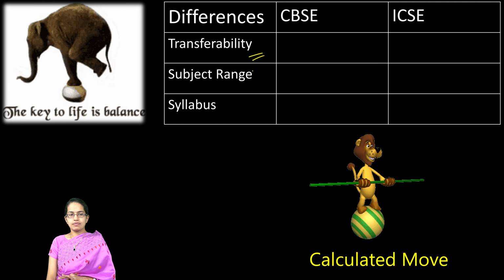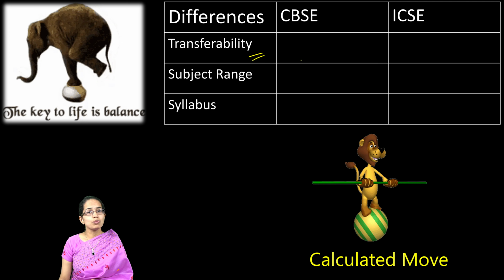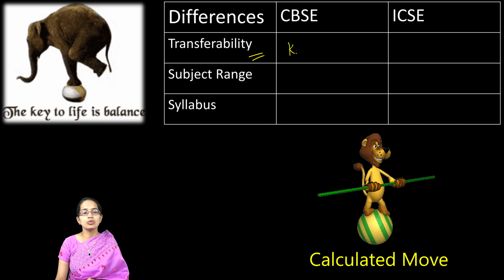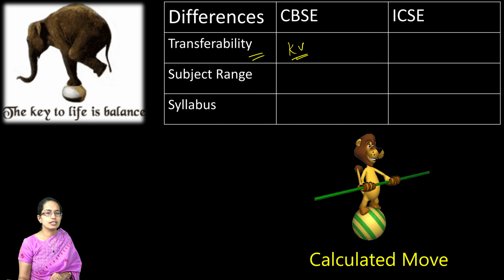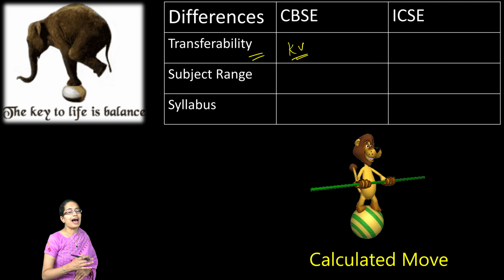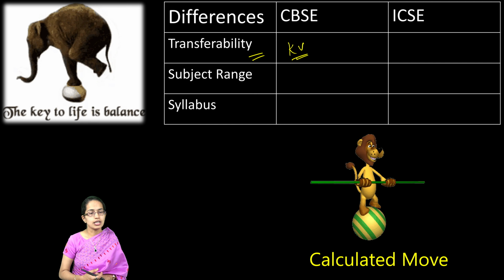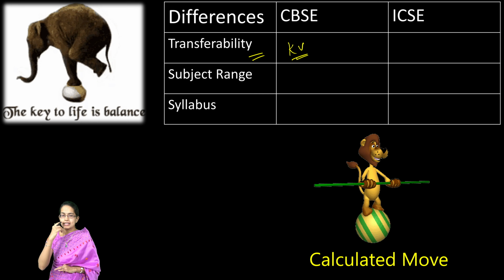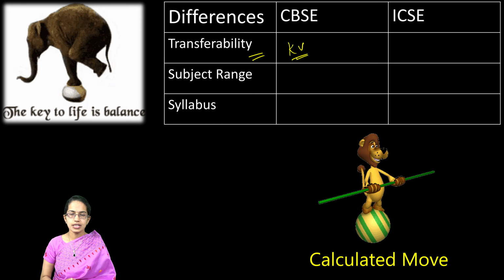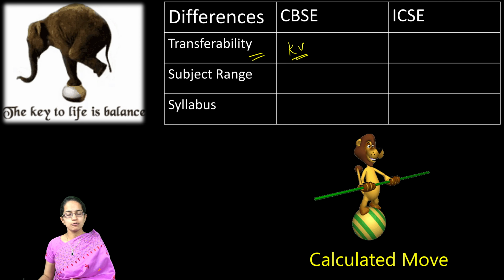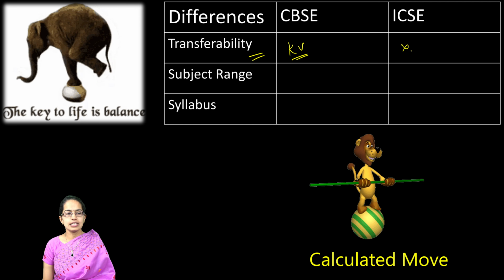Coming on to transferability, CBSE is a much more acceptable solution because most of the KVs, or the Kendriya Vidyalayas, where central government employees' kids are enrolled, have a uniform syllabus throughout the year. So even if in the mid session there is a transfer that takes place, it's much simpler for a student from CBSE to adjust to a new school. However, with ICSE this does not work.